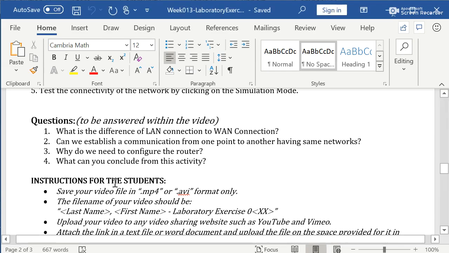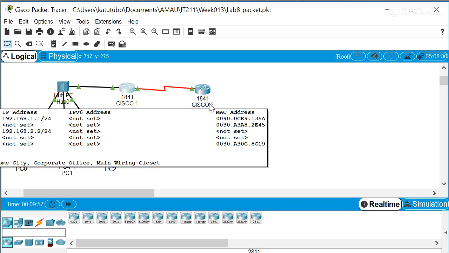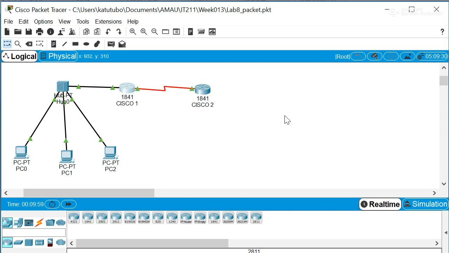Number 4 question: what can you conclude from this activity? What I can conclude in this activity is I learned how to configure two types of network, LAN and also WAN connection, and how to configure routers for them to communicate from one network to another.